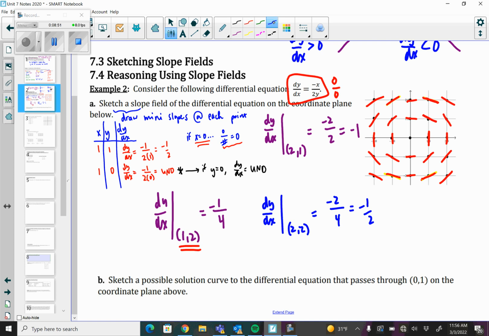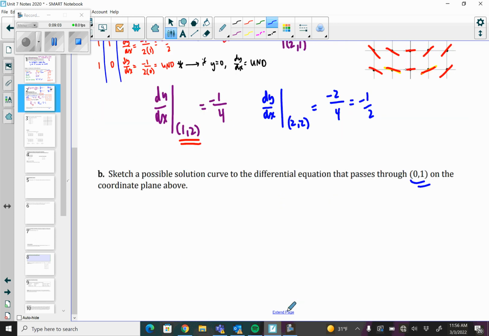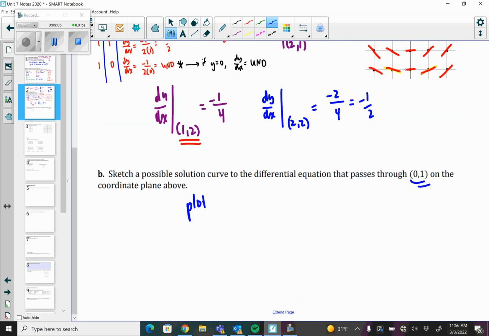So for A, we have sketched our slope field. B then says, sketch a possible solution curve to the differential equation that passes through the point (0, 1) on the coordinate plane above. They are asking us to plot that point, and then follow the slopes to sketch a possible solution.